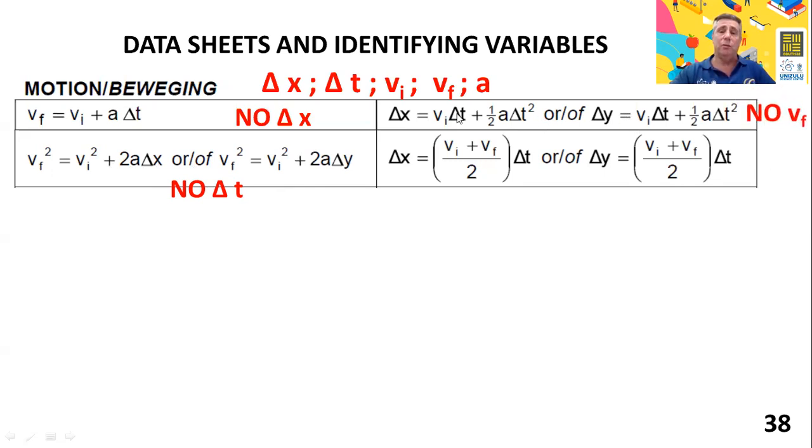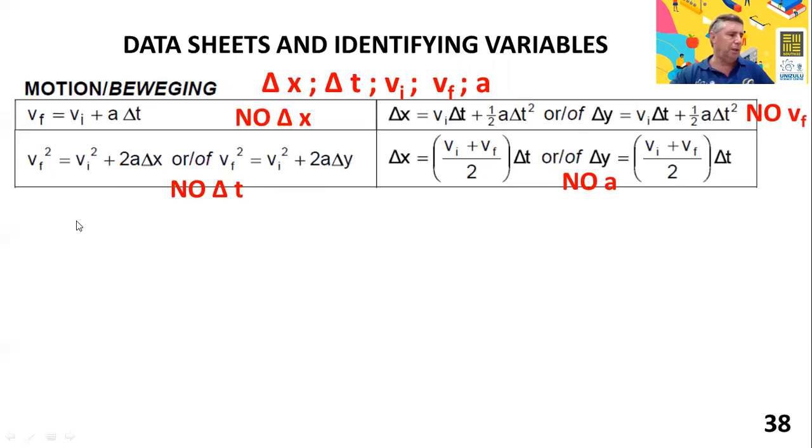There's always initial velocity in every equation. It's an important initial condition, but this third equation has no final velocity. If you don't know that, this can be a good equation to use. And finally, the last equation does not contain acceleration.